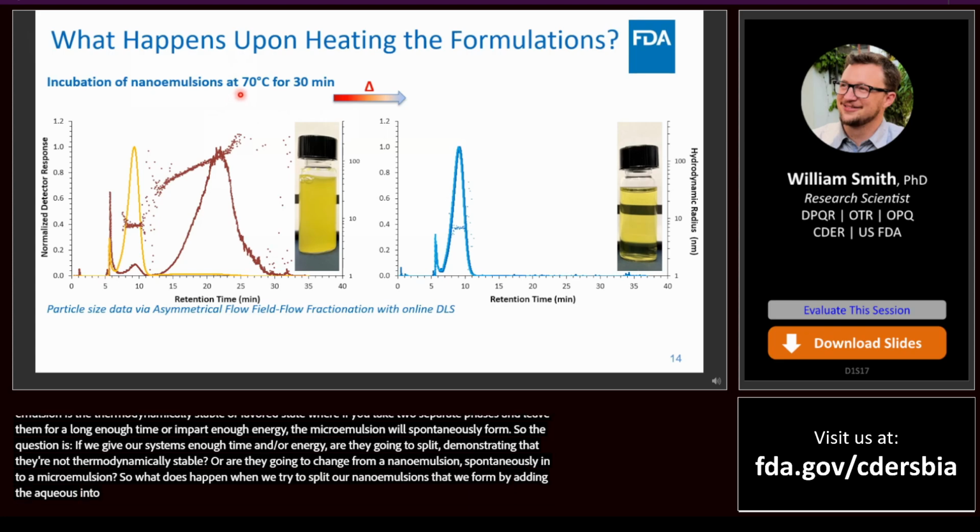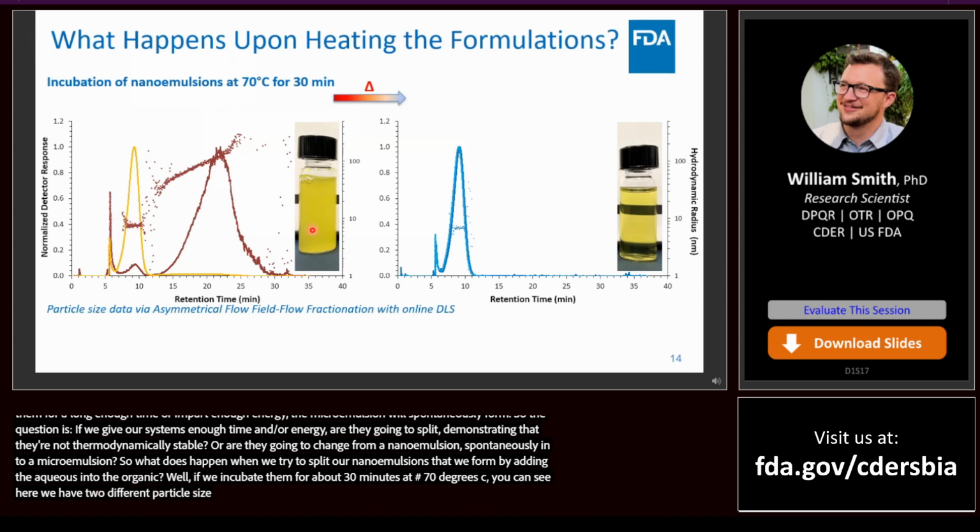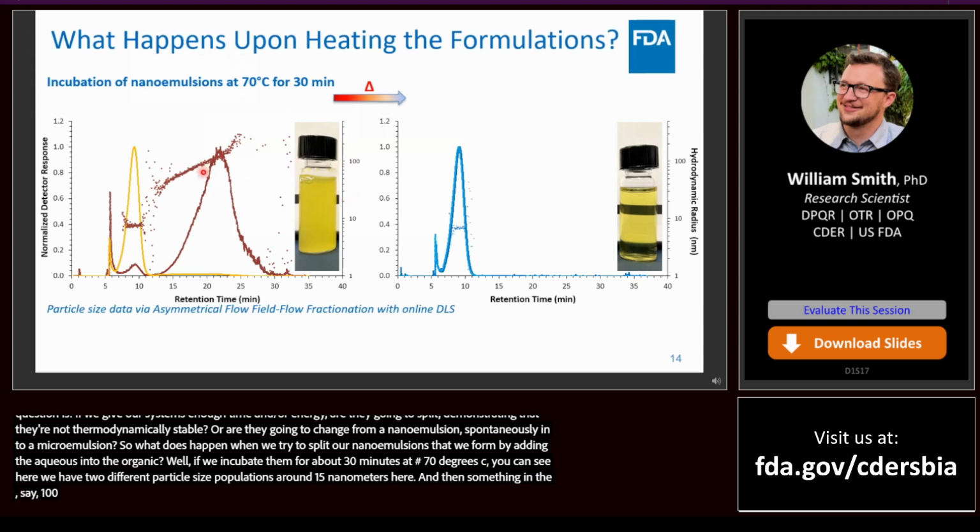organic? Well, if we incubate them for about 30 minutes at 70 degrees C, you can see here that we have two different particle size populations, around 15 nanometers here, and then something in the, say, 100 to 200 nanometer size range, which is imparting this opaqueness to our system.